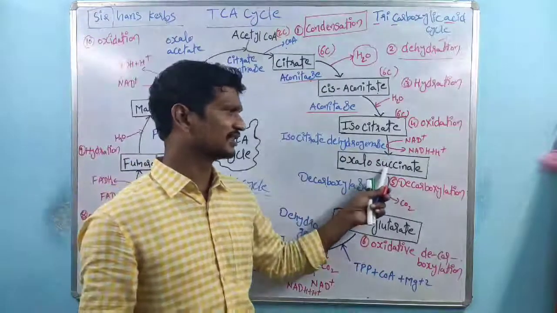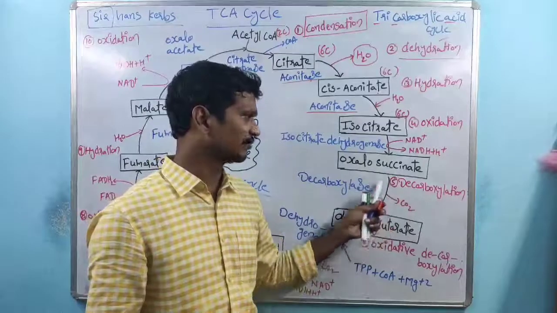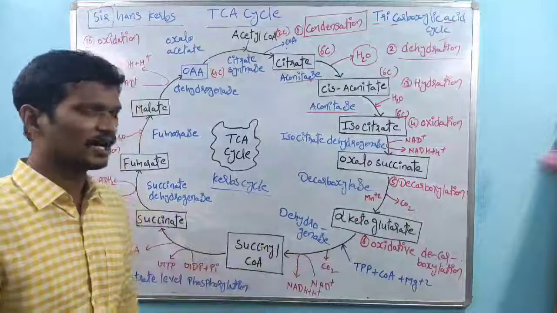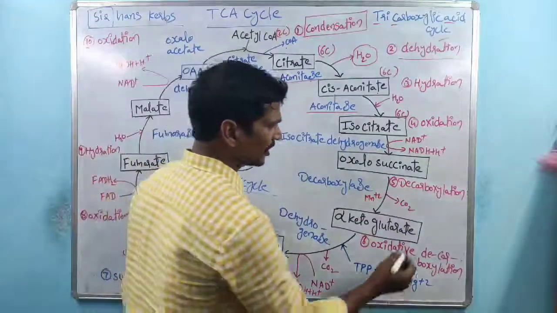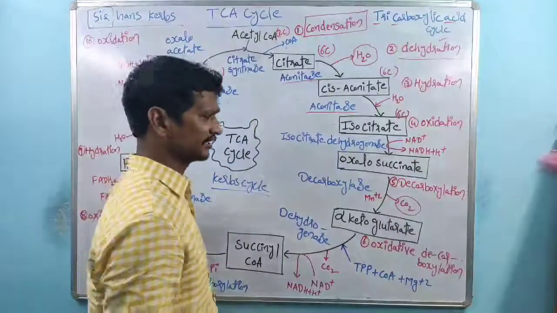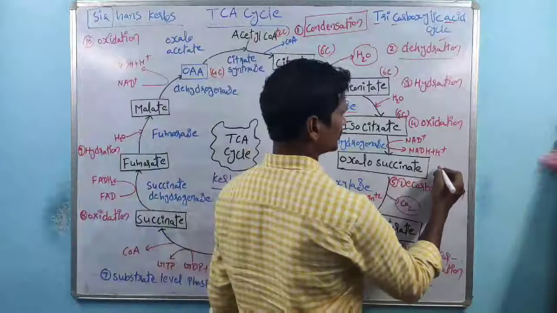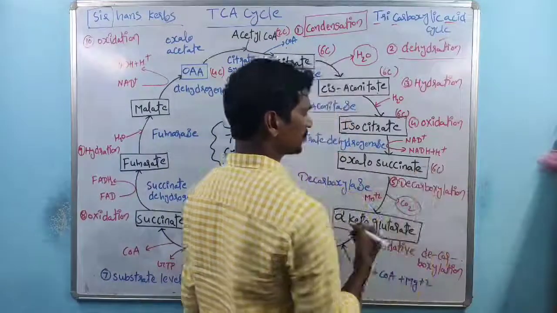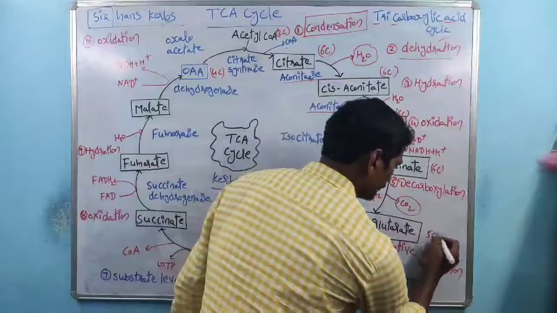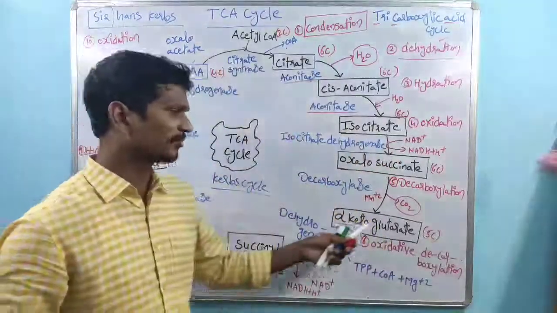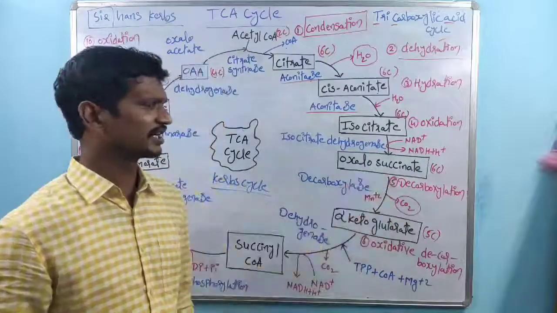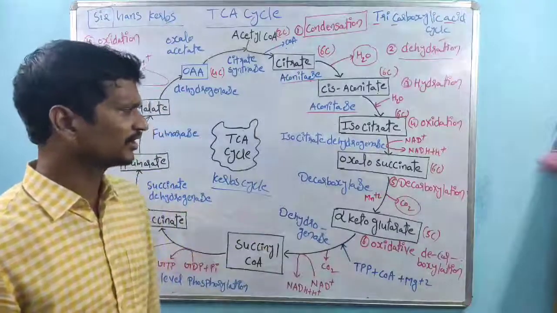So here oxalosuccinate is there. Oxalosuccinate is again converted into alpha ketoglutarate by the removal of a carbon molecule, here carbon dioxide. Oxalosuccinate is a 6 carbon compound. The 6 carbon compound is converted into a 5 carbon compound, because one carbon dioxide molecule is removed. That's the reason why the 6 carbon compound is converted into a 5 carbon compound.